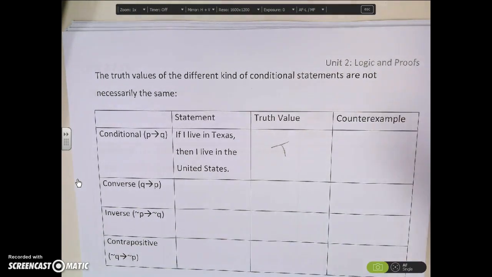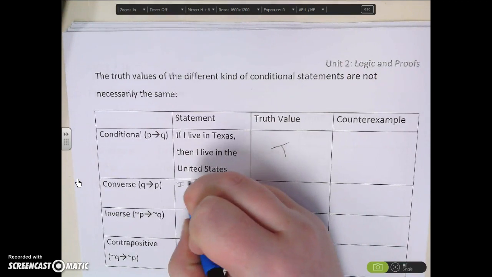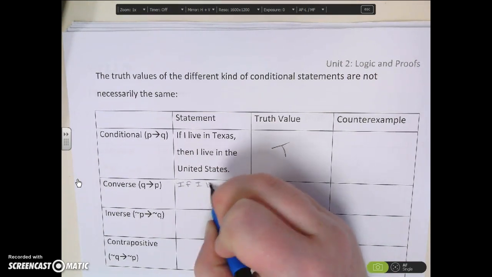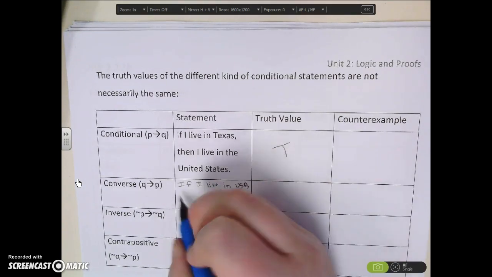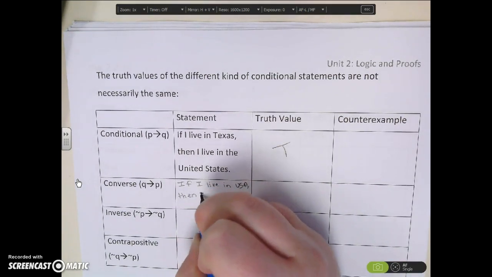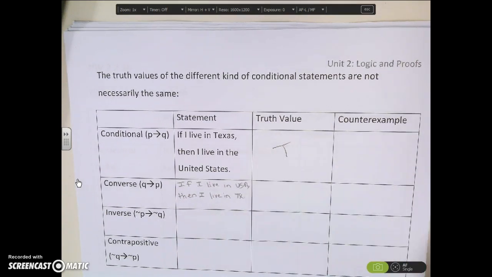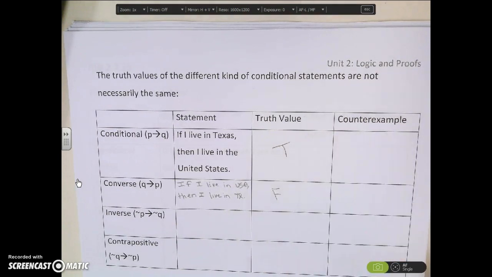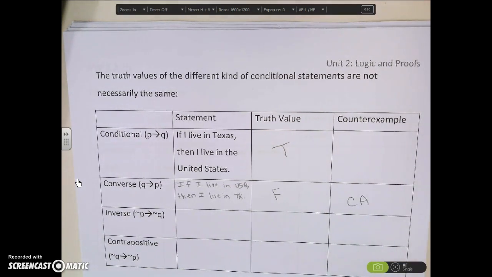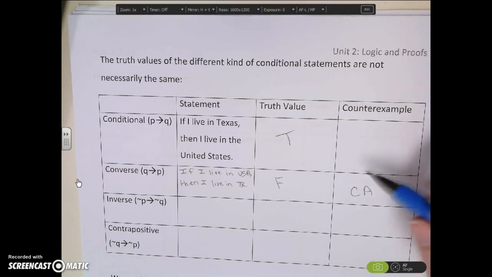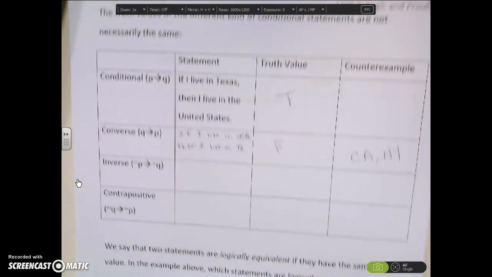Now my converse statement, I'm going to switch my hypothesis and my conclusion. If I live in the US, then I live in Texas. Well, that's not true. That's false. Because I could live in another state. I could live in California, or New York, or there are 49 other places we could live, right?